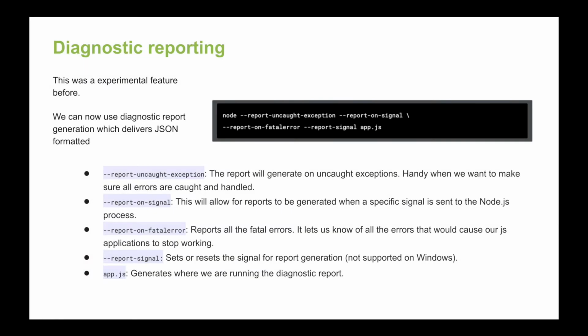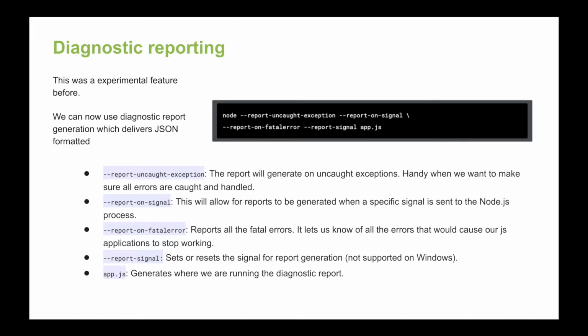Diagnostic reporting. Diagnostic reporting was just an experimental feature in previous versions of Node. It's good news that we can now use diagnostic report generation, which delivers JSON formatted summary report files that are now finally stable. This report generation really comes in handy when we face issues like slow performance and memory leaks, and it also lets us know when we are facing these issues.